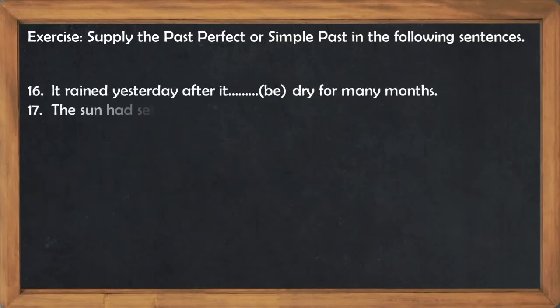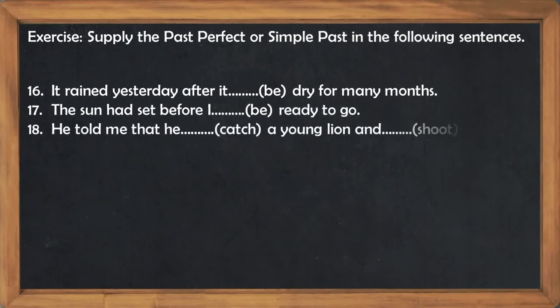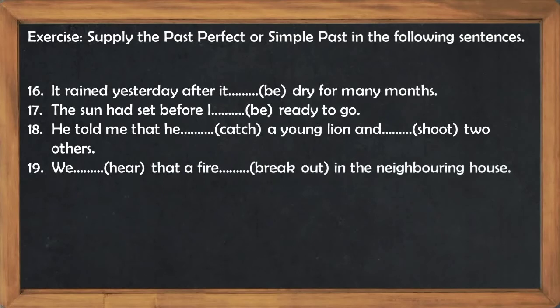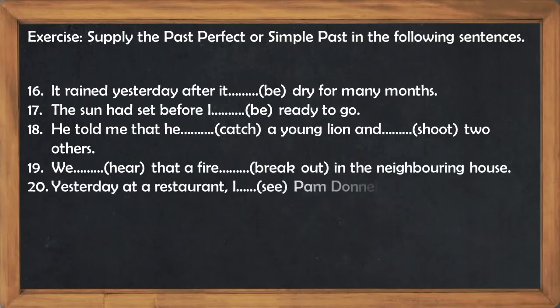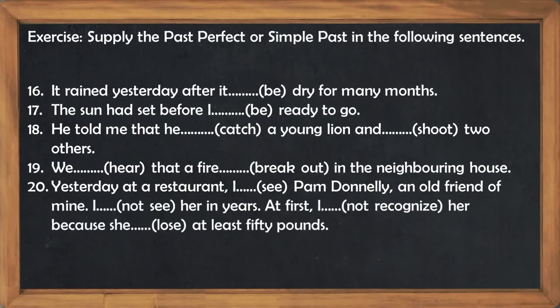(16) It rained yesterday after it be dry for many months. 17. The sun had set before I be ready to go. 18. He told me that he catch a young lion and shoot 2 others. 19. We hear that a fire break out in the neighboring house. 20. Yesterday at a restaurant, I see Pam Donnelly, an old friend of mine.